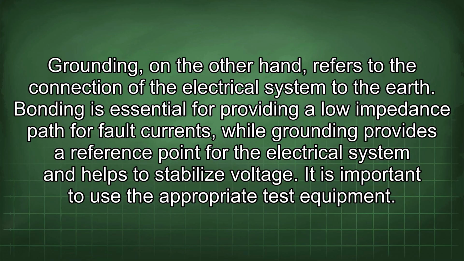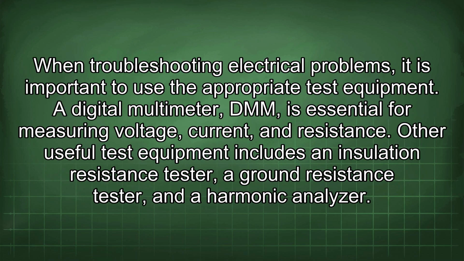It is important to use the appropriate test equipment. When troubleshooting electrical problems, it is important to use the appropriate test equipment. A digital multimeter (DMM) is essential for measuring voltage, current, and resistance. Other useful test equipment includes an insulation resistance tester, a ground resistance tester, and a harmonic analyzer.